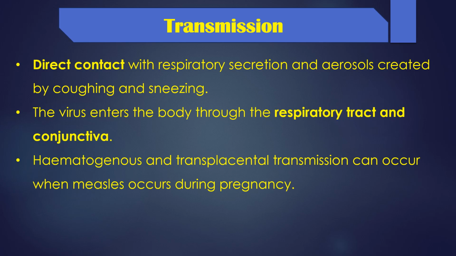Transmission. The mode of transmission of measles virus occurs by direct contact with the respiratory secretion and aerosols created by coughing and sneezing. The virus enters the body through the respiratory tract and conjunctiva. Hematogenous and transplacental transmission can occur when measles occurs during pregnancy.